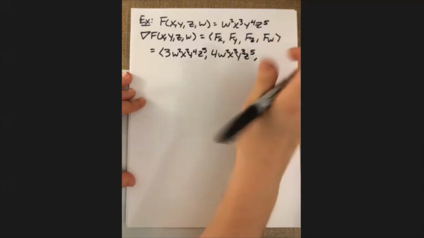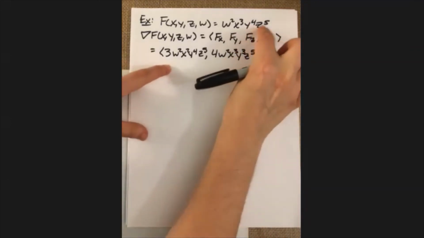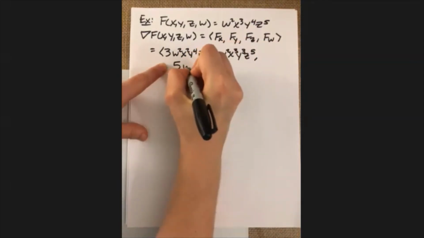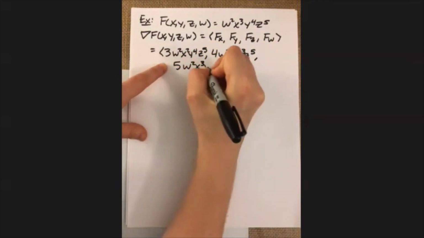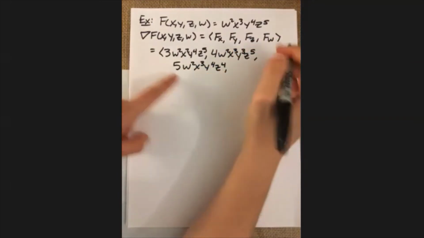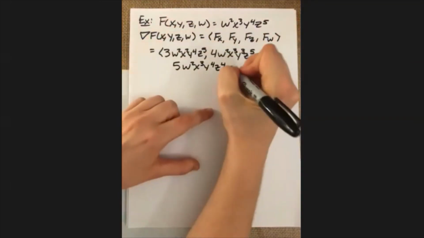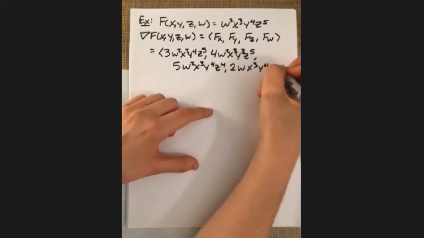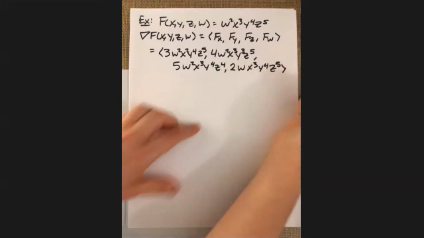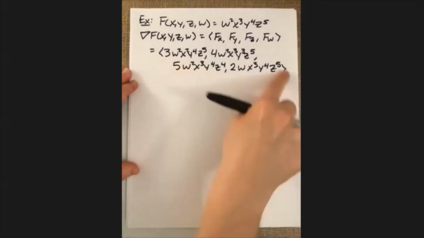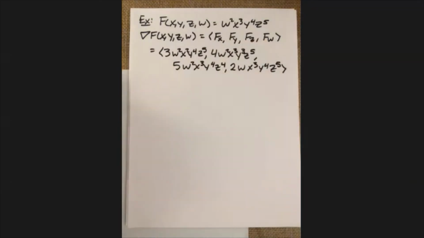And I guess I have to continue on to the second line. We'll take the partial with respect to z, which is going to give me 5w squared, x to the third, y to the fourth, z to the fourth, and then the partial with respect to w. So we'll have 2w, x cubed, y to the fourth, z to the fifth. So again, exact same idea. All we're doing is just tacking on extra partial derivatives there.